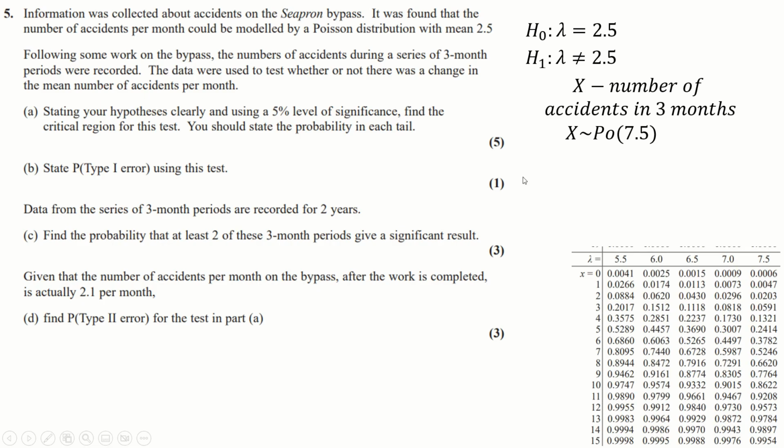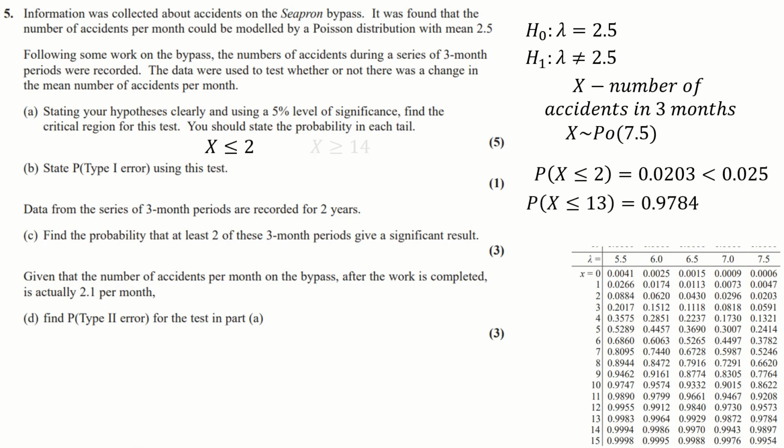Again, it's a two-tailed test. And that's going to be this one here, which is X less than or equal to 2. So one critical region is X is less than or equal to 2 because that's below 0.025. And at the other end, we've got less than or equal to 13 makes that. So therefore, 1 minus that, we get probability of X greater or equal to 14 is 1 minus this, which is lower than 0.025. So therefore, X greater than or equal to 14 is the other end of our critical region. So we have this and this.